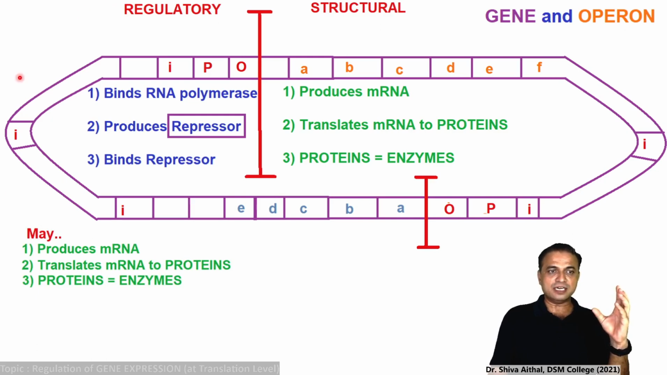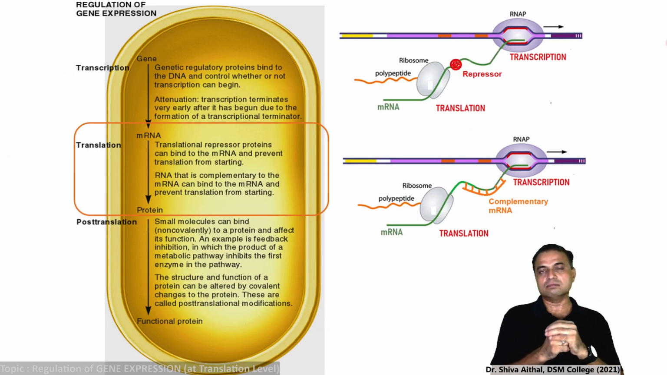So these regulatory genes may produce mRNA, and they may translate these mRNA into proteins, but not enzymes. These are not enzymes. The protein here will be a repressor, but not an enzyme. If they are from structural genes, they will be enzymes. So this regulatory gene product may produce an mRNA, but the product of the translated mRNA is a repressor. So this is the bigger picture of an operon.